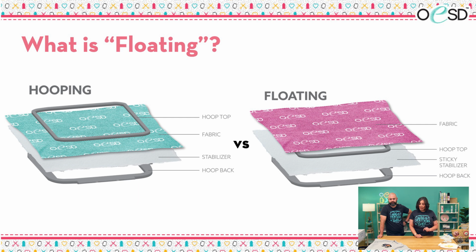On the second graphic, you can see you have the hoop back, you have a sticky stabilizer, you have the hoop top. So you're hooping the stabilizer, and you're going to remove the paper backing that protects the sticky, so it's now sticky, and then you're going to stick your item to the top of it. So it is floating. It should be called sticking. Sticking is not nearly as nice. So that is floating.